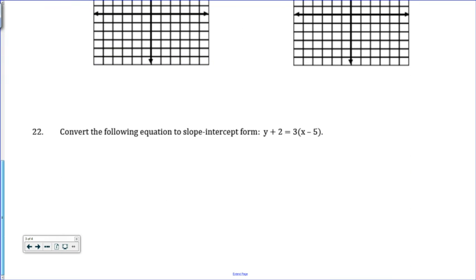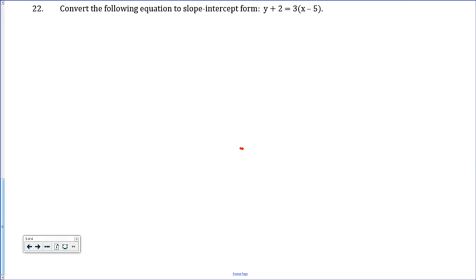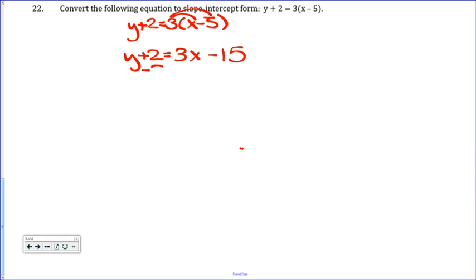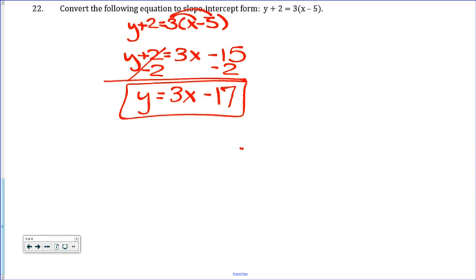Next, we're going to look at number 22. Convert the following equation to slope-intercept. We're just solving for y again. So the first thing we have is y plus 2 equals 3 times x minus 5. So we're in point-slope form. To get it to slope-intercept, solve for y. So distribute to get rid of those parentheses. So 3x, 3 times negative 5 is negative 15. Then take away 2. So y equals 3x, and then negative 15 minus 2 is negative 17. And there's your slope-intercept form.